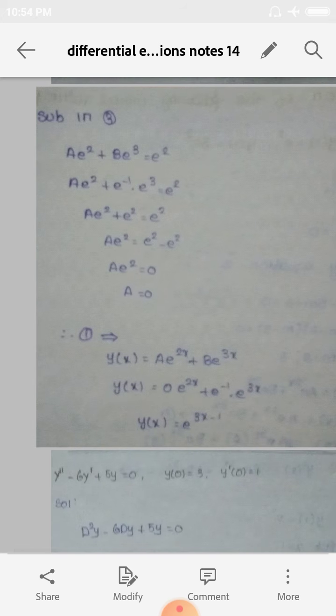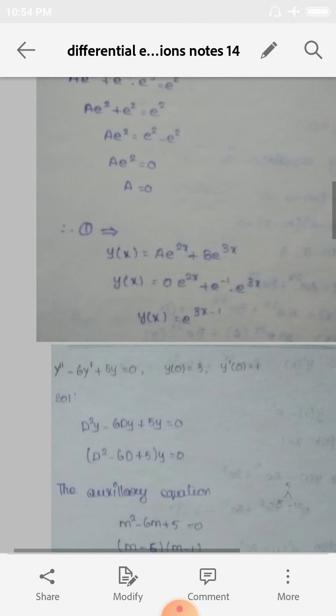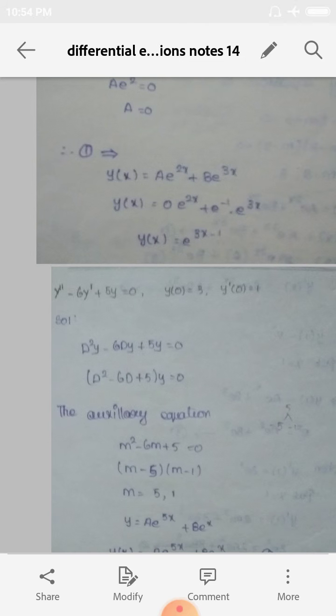So we get y of x is equal to a into e power 2x plus b into e power 3x. In the place of a and b, substitute 0 and e power minus 1. Therefore, y of x is equal to 0 into e power 2x plus e power minus 1 into e power 3x. So we get y of x is e power 3x minus 1. This is the solution for the first problem. Similarly, we do the same for the second problem.